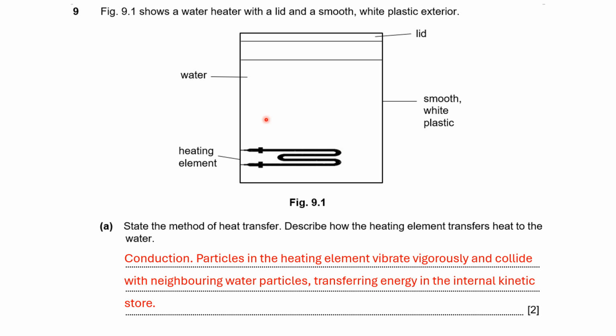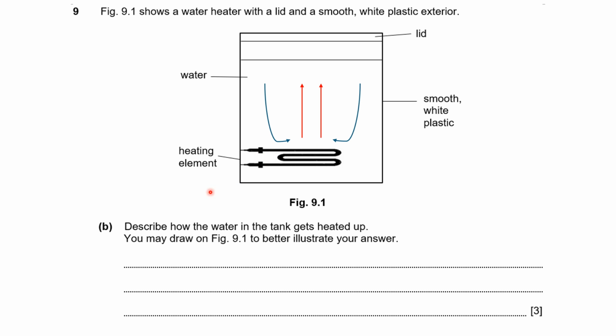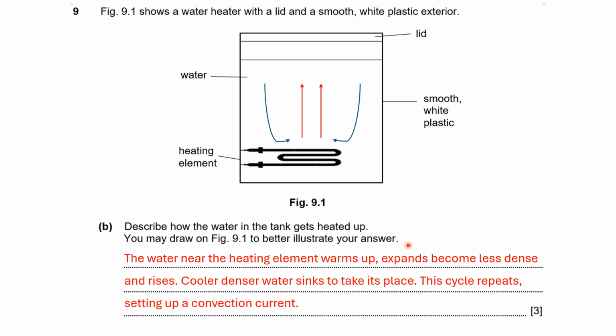I'm going to keep the diagram here for part B. Describe how the water in the tank gets heated up and draw to better illustrate your answer. So this is convection, and we need 3 points to talk about convection. Based on the earlier answer where the water got heated by the heating element via conduction, what happens now is after it heats up, it expands to become less dense and it would rise.